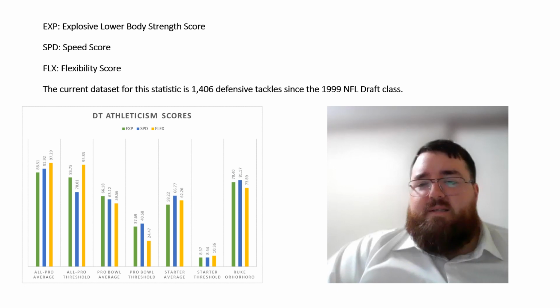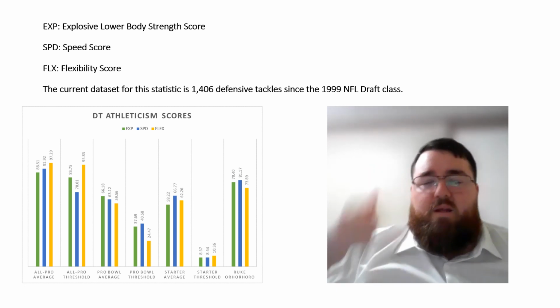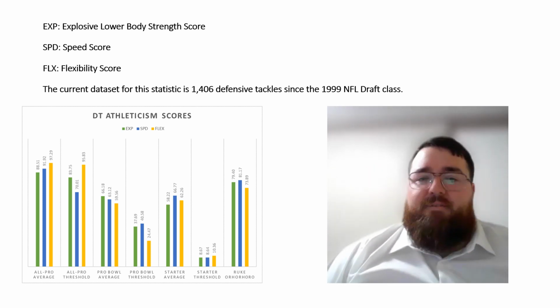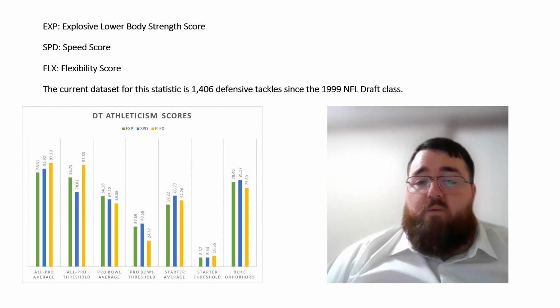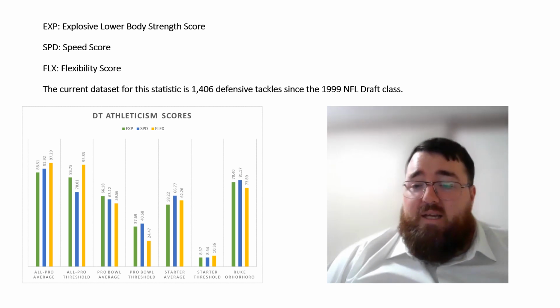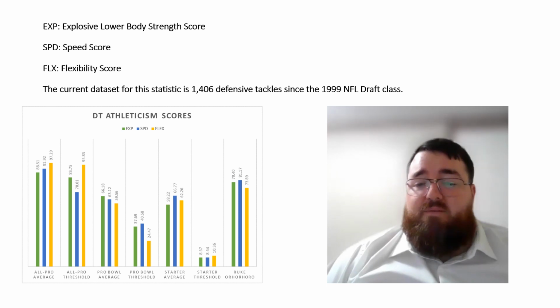This is the biggest misconception with him. A lot of people have put him as an elite level athlete when that's not the case. He had a 79 percentile explosion score, 81 percentile speed, and 75 percentile flexibility for his size.